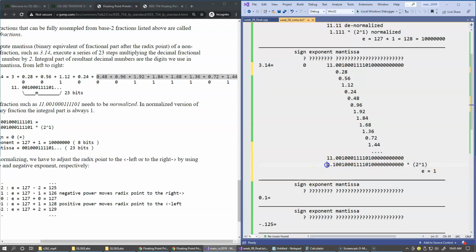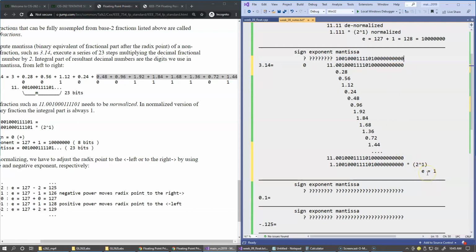And now I would like to align this fraction and actually cut off this 0 because this is now our mantissa right here. So we're ready to fill it in. Okay, so this is our mantissa. And now we're ready to fill in the exponent.